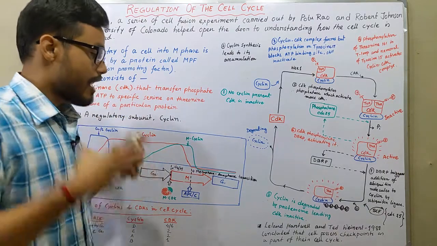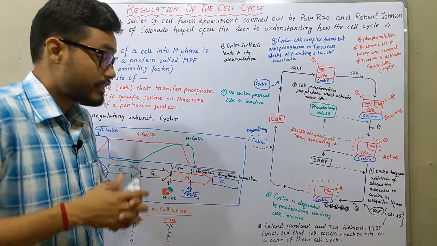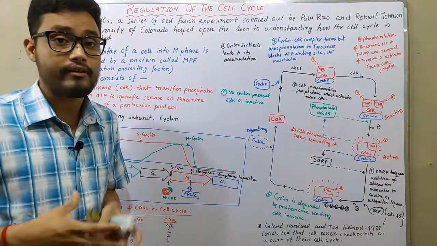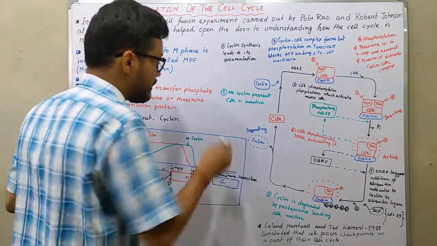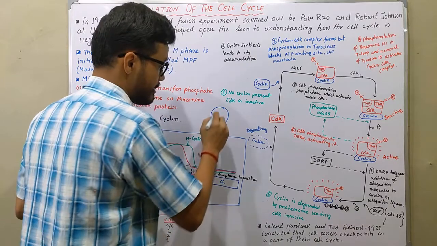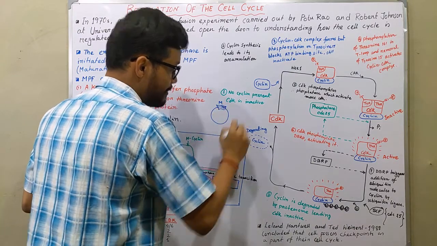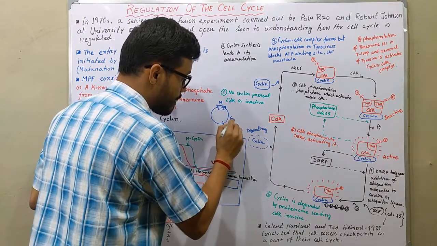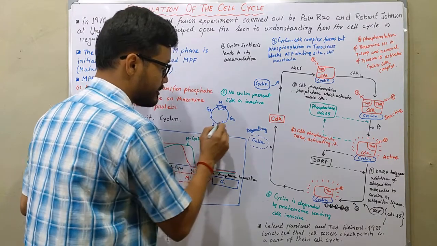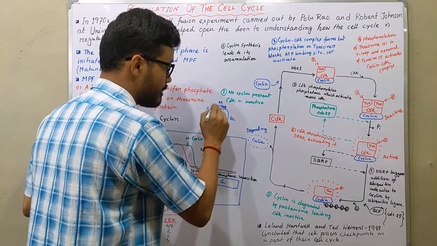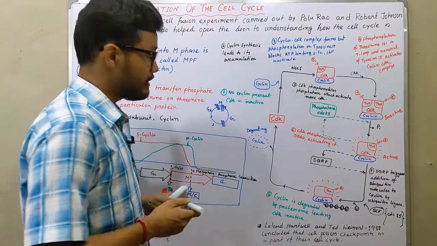Leland Hartwell and Ted Weinert in 1988 concluded that cell processes have checkpoints as part of the cell cycle. If this is a cell cycle, 10% of it is the M phase, and 90% is interphase, which is G1, S and G2. There are 3 checkpoints: the G1/S checkpoint, the G2/M checkpoint, and the M checkpoint, or spindle assembly checkpoint.